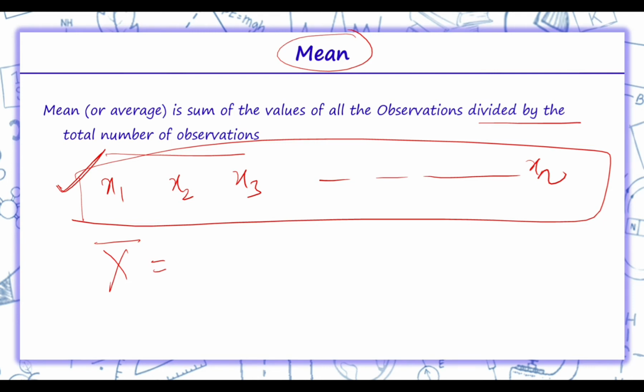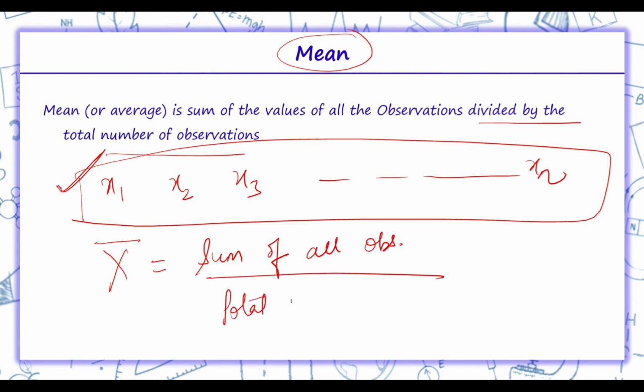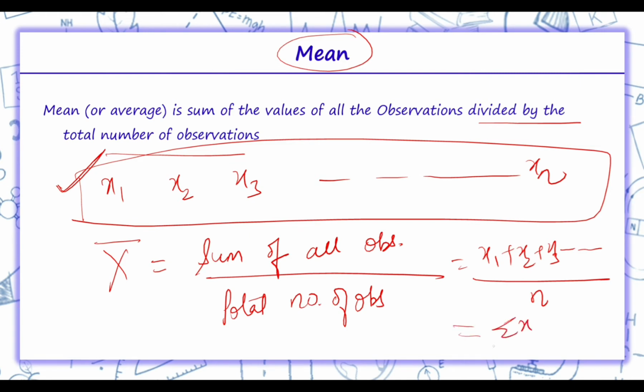So for this, mean is the sum of all observations upon the total number of observations. So it will be x1 plus x2 plus x3 and so on upon n, that is, n observations in total. So in short we can write summation of x by n.